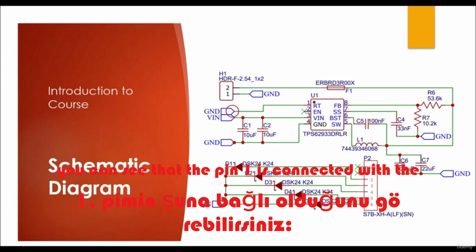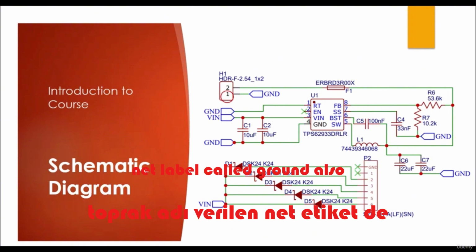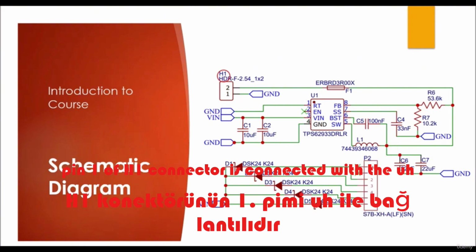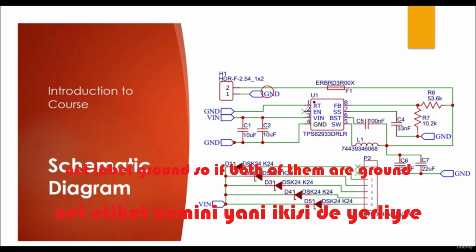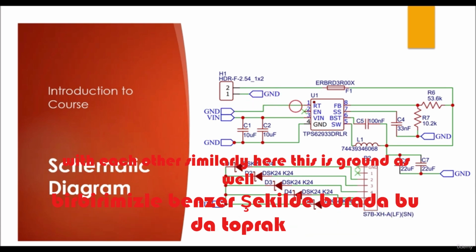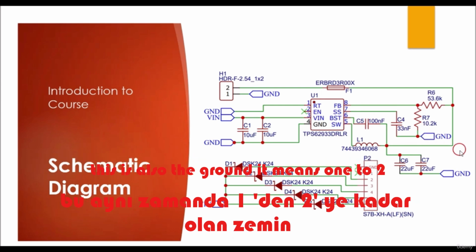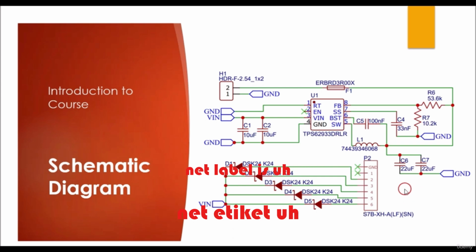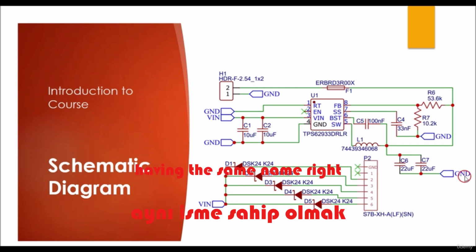Here you can see that this pin 1 is connected with a net label called ground. Also this pin 1 of the H1 connector is connected with the net label ground. So if both of them are ground, it means that they are physically connected with each other. Similarly, here this is ground as well, and this is also ground. It means 1, 2, 3, 4, 5. These 5 grounds are physically connected with each other because their net labels have the same name, right?